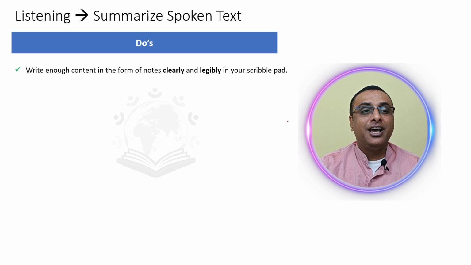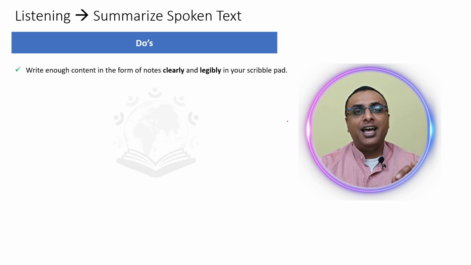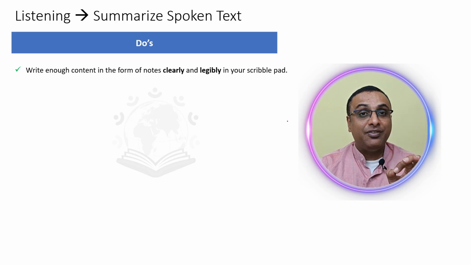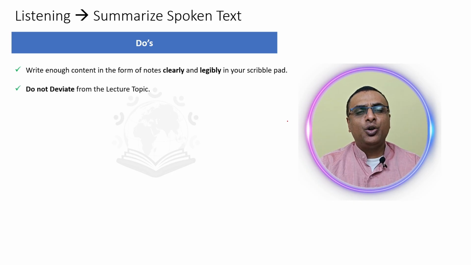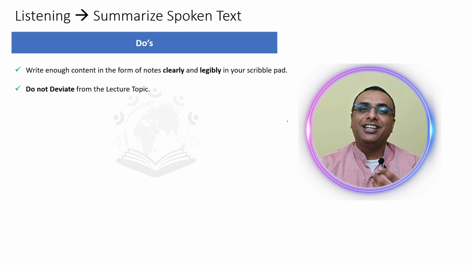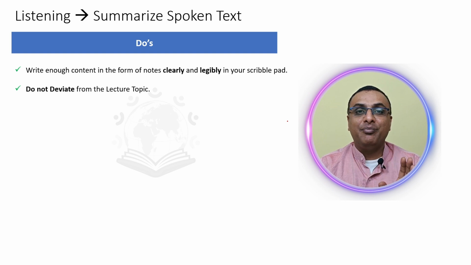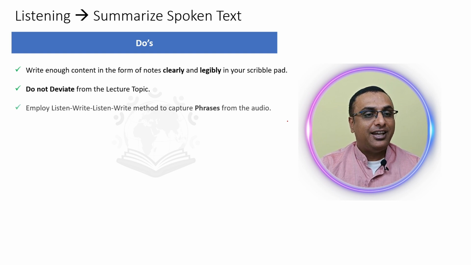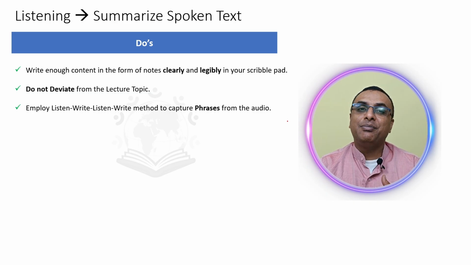The first and foremost, write enough content in your scribble pad legibly and clearly so that you can understand your own handwriting. It is very, very important because you are capturing a lot of content in your scribble pad. Next, do not deviate from the lecture topic. If it is talking about mechanical engineering, write about mechanical engineering as to what the lecture is speaking about. Don't write about something related to the field of medicine. PTE will not give you marks. Next, employ listen, write methodology to capture phrases from the audio. This I have told you in the retell lecture video as well. Go ahead and look at that video for more insights.